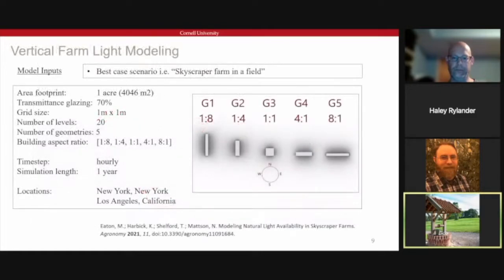To study this question, we came up with a scenario called skyscraper farm in a field, which refers to the fact that there are no surrounding buildings in this model. So there's no shadows cast by neighboring buildings into the skyscraper farm. What we did was simulate the lighting conditions in these 5 buildings for a year at hourly time steps for 2 locations, New York and Los Angeles. And we wanted to look at how much energy each of these buildings would require to maintain a set lighting target.